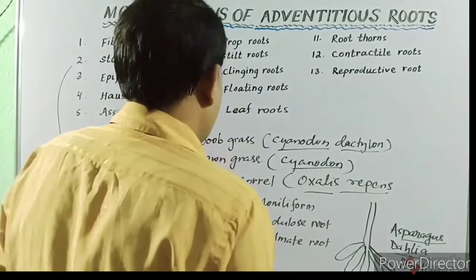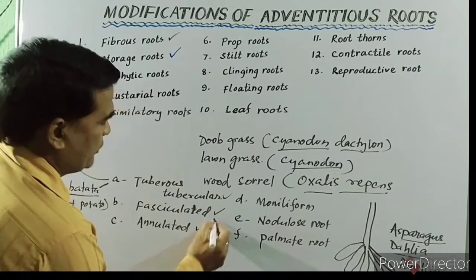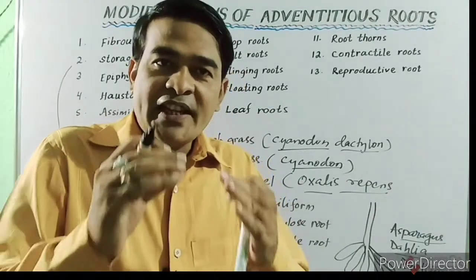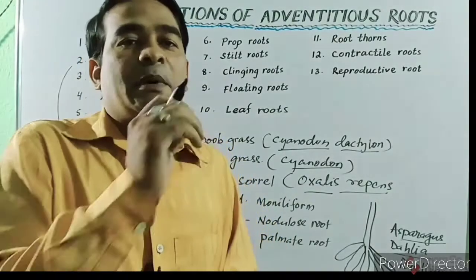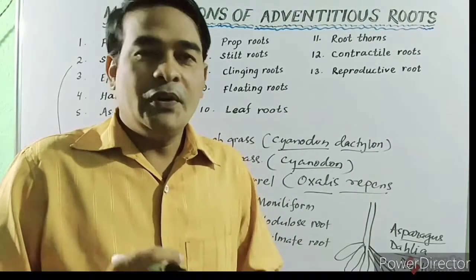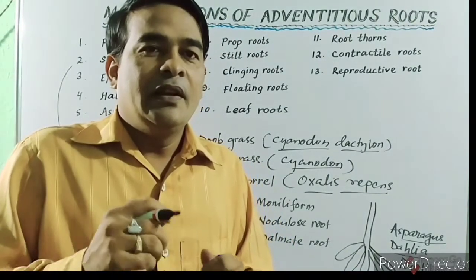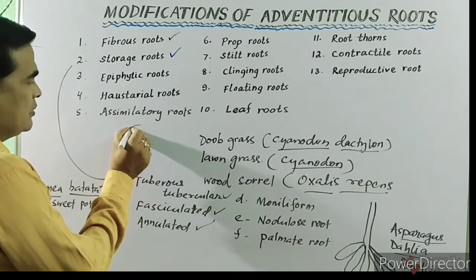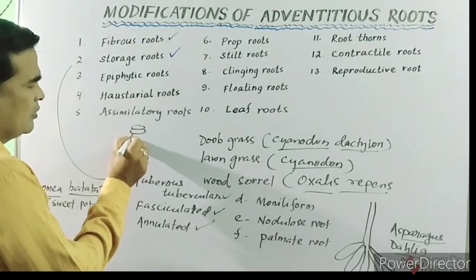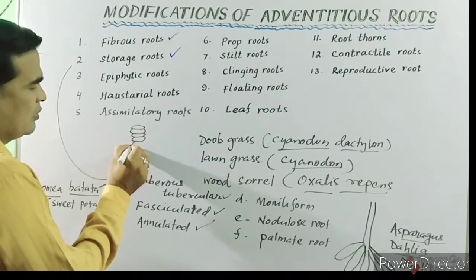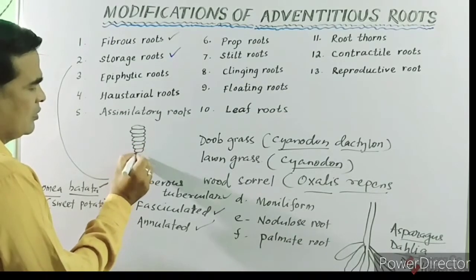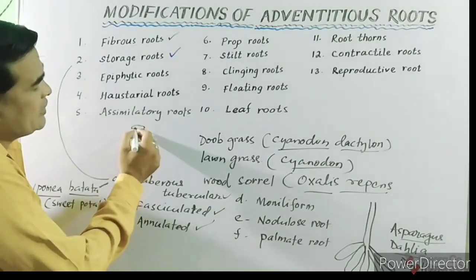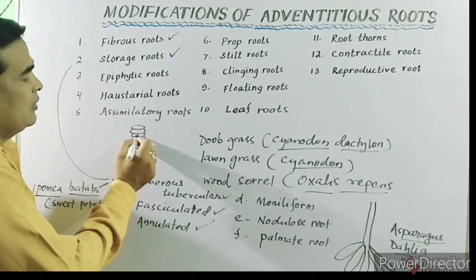In asparagus, the root branches become swollen and form a cluster. Then we will study the annulated root. In annulated roots, the swellings are ring-like and are present one above the other, so they look like annelids. Annulated roots look like this.